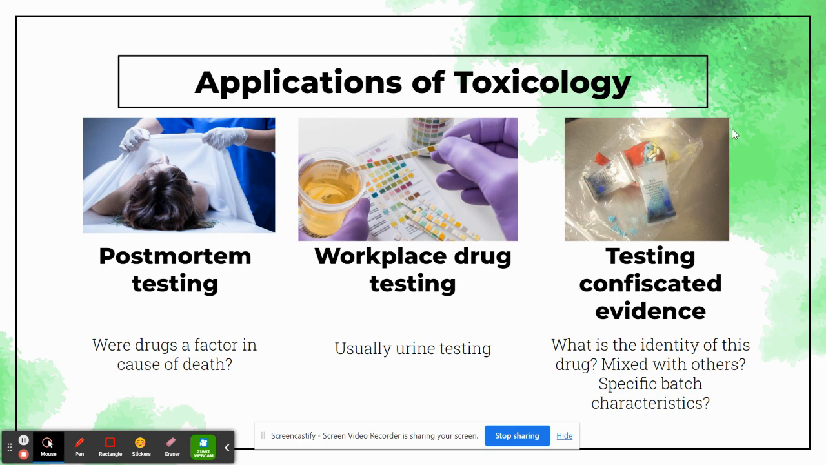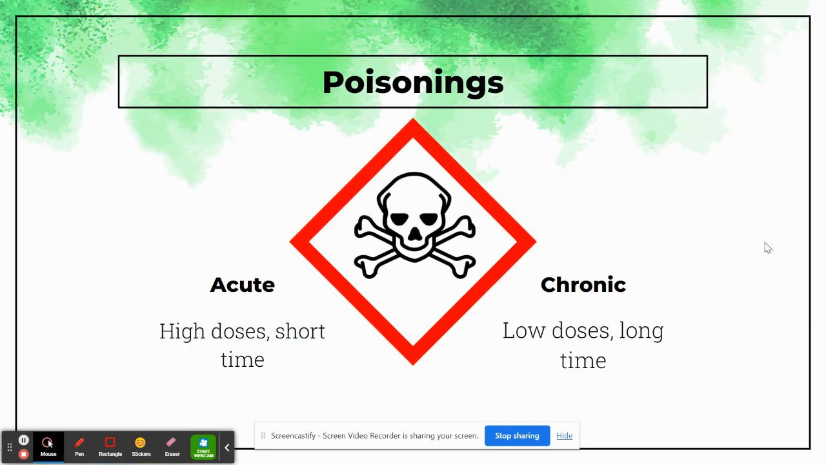And then finally, the big application that we see here in forensics is actually testing that confiscated evidence. So we collect evidence from a crime scene. We want to determine, where did this drug come from? What drug dealer potentially gave it to someone? Does it have any sort of batch characteristics where we could link it back to a major dealer? Anything along those lines we would want to try to discover as best as possible.